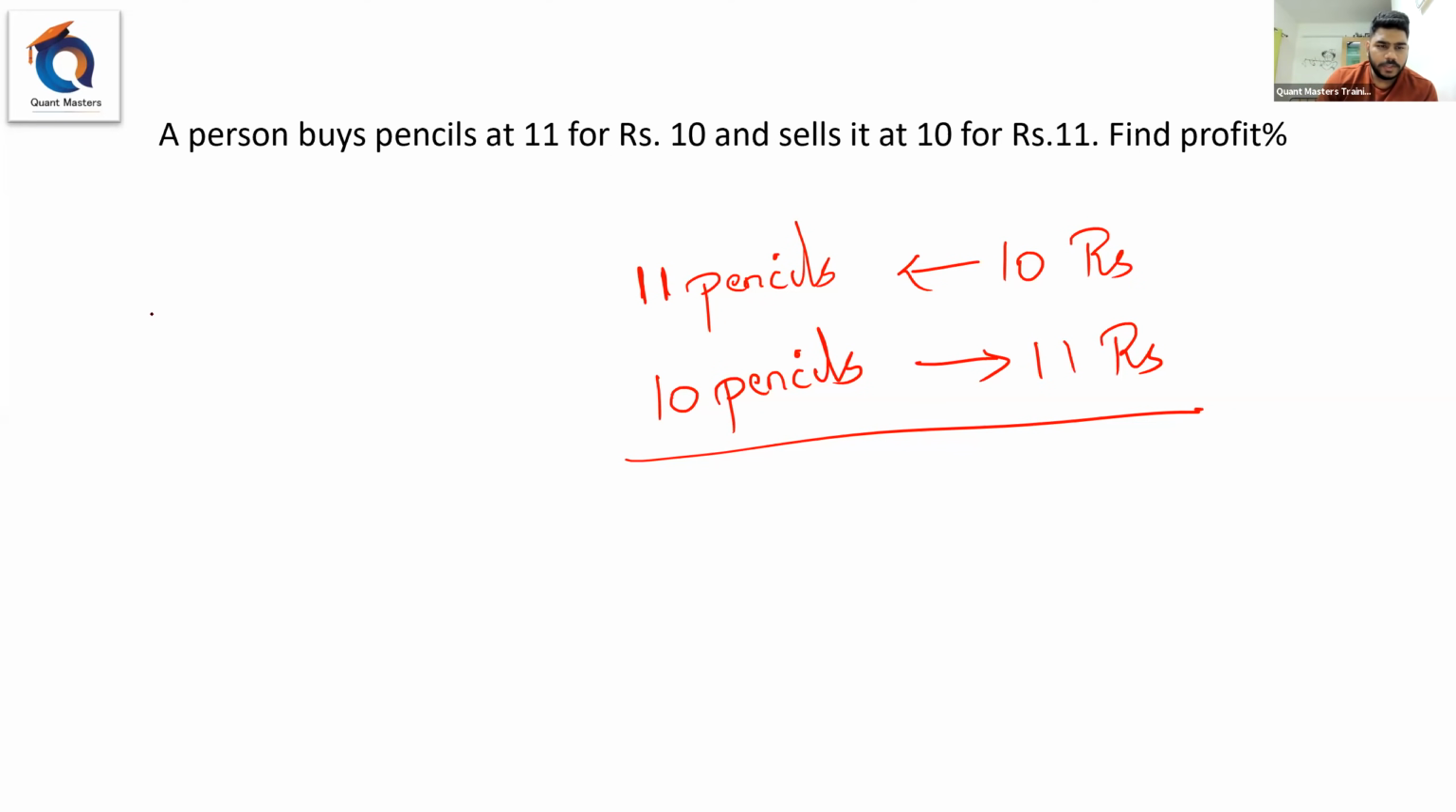Okay, now many people do it this way. 11 pencils for 10 rupees means one pencil I will be buying at 10 by 11, and one pencil I'll be selling at 11 by 10. So profit will be (10 by 11 by 10 minus 10 by 11) divided by cost price. So all this drama they'll do. Now I can solve this problem without even touching the pen.